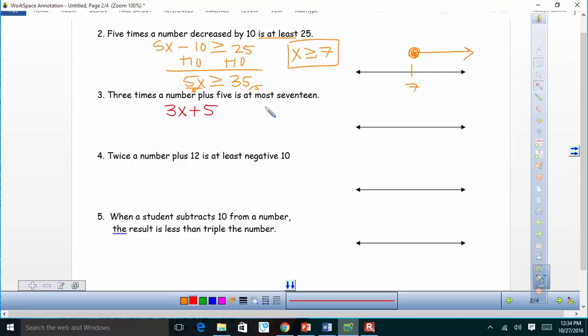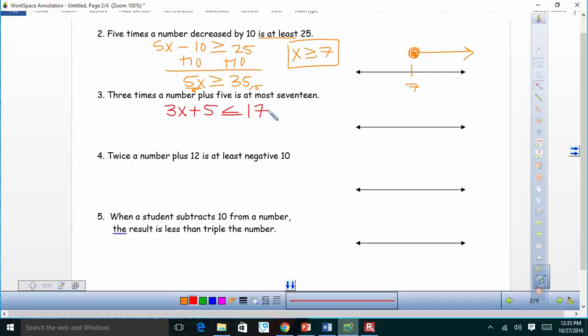Like I want to spend at the most $20. Okay? So does that mean I want to spend more? No. It can be 20 or it can be less. So this needs to be less than or equal to 17. So most means no higher, least means no lower.